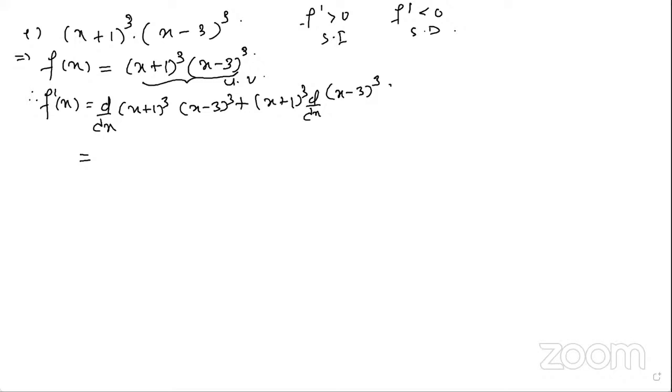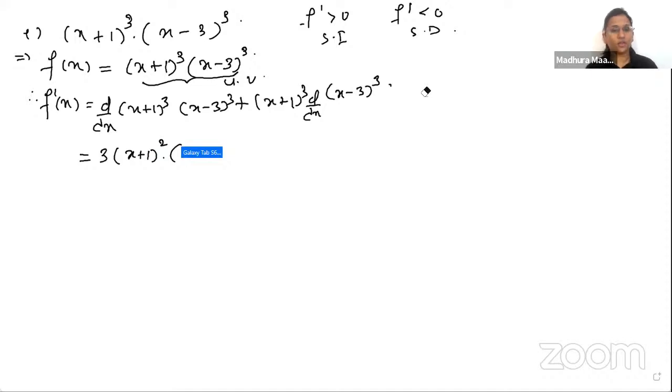Be very careful. So treat it as x cube. What is the derivative of x cube? 3x square. 3x square. Okay. But in place of x, what is there? x plus 1. Again, derivative of x plus 1. Derivative of x is 1. Derivative of 1 is 0. And which term as it is? x minus 3 whole cube as it is.